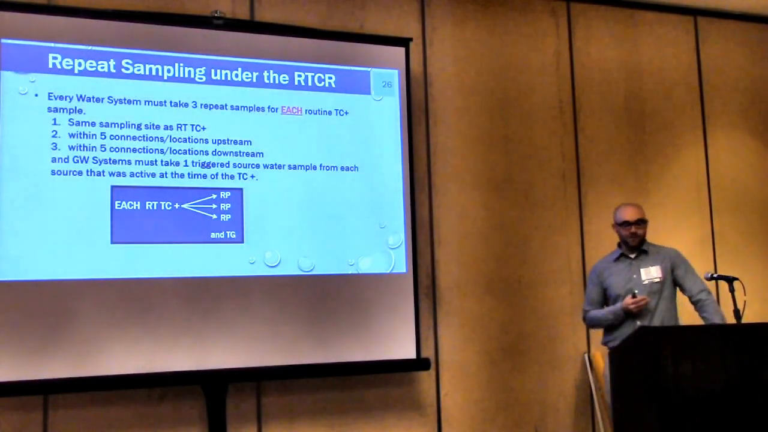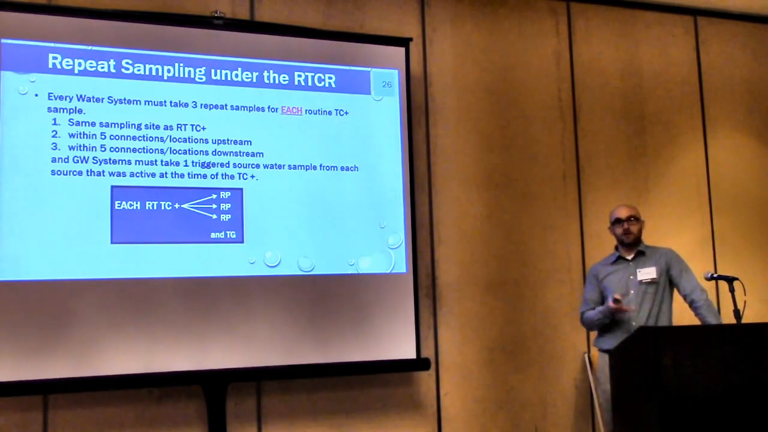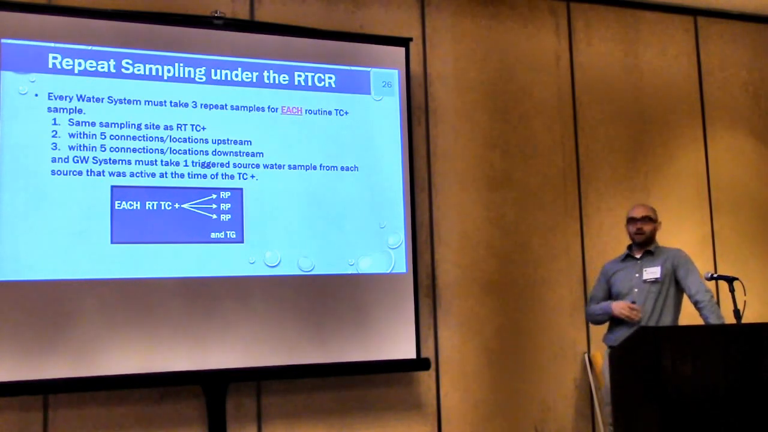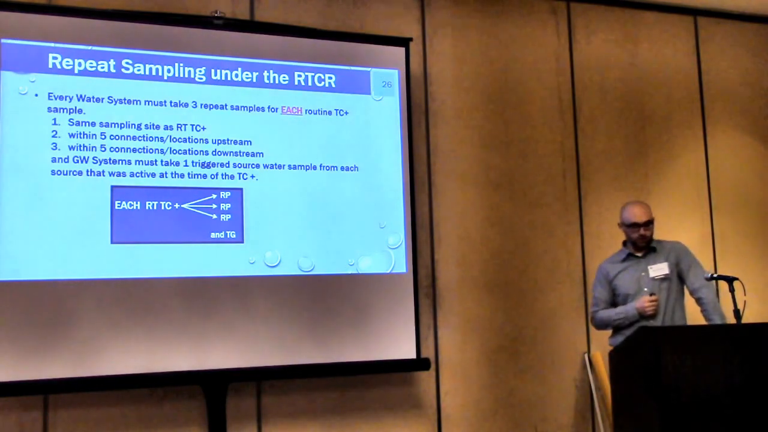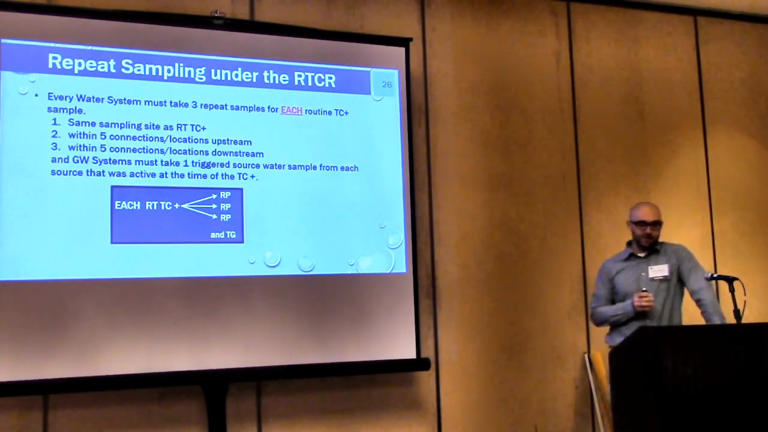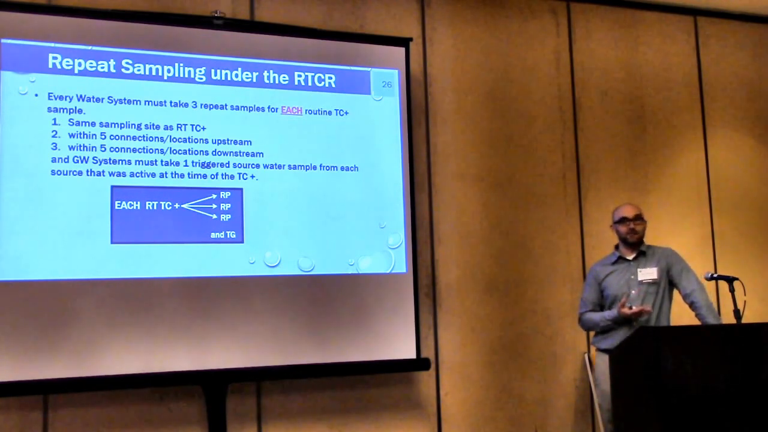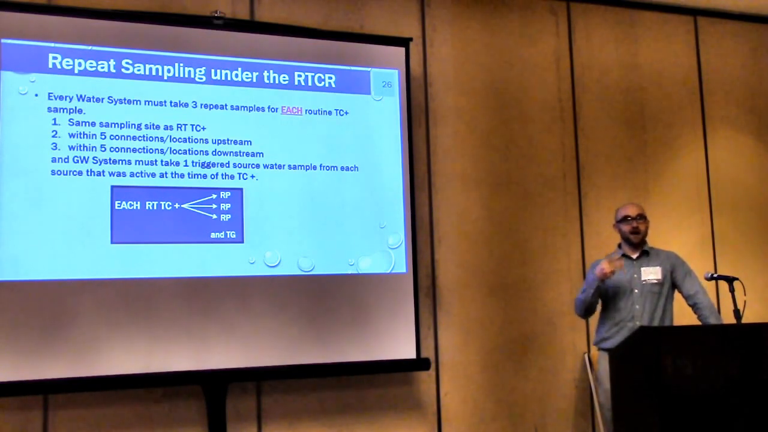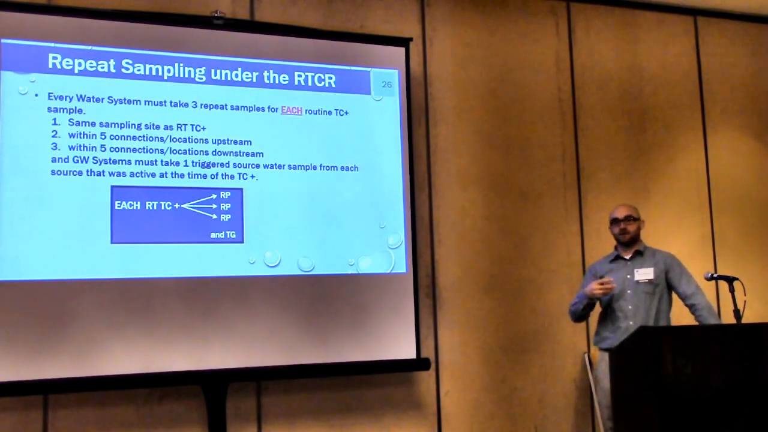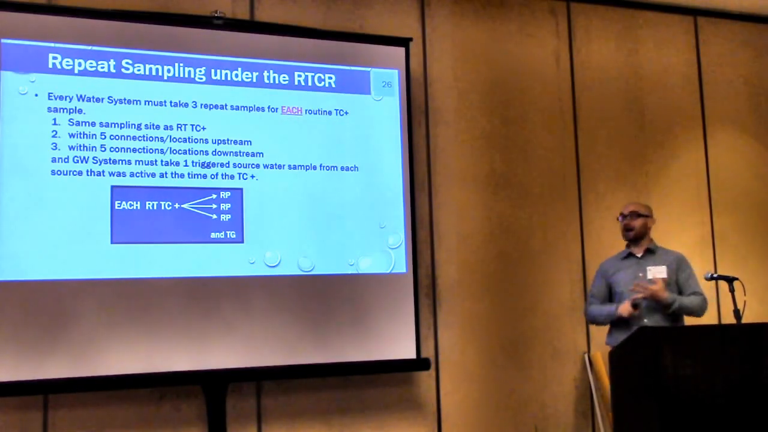So now getting into repeat sampling. So like I said, you just talked about the routine sampling, monthly, quarterly, that whole thing. Now we get into the repeat sampling aspect of this rule. Every water system will be required to take 3 repeat samples for each total coliform positive sample. That means if you're a big system, you take 5 samples a month, 3 of them come back positive, you're taking 3 repeats on each routine positive. So it's not just a set of repeats and you're done. You're taking 3 repeats for each positive.